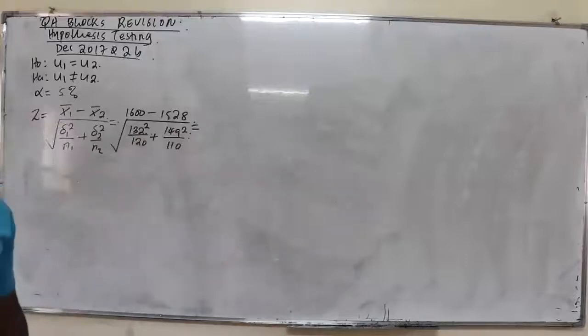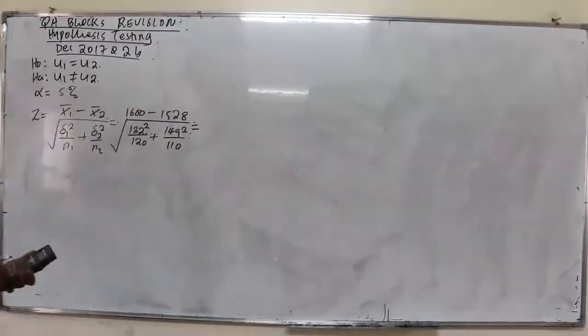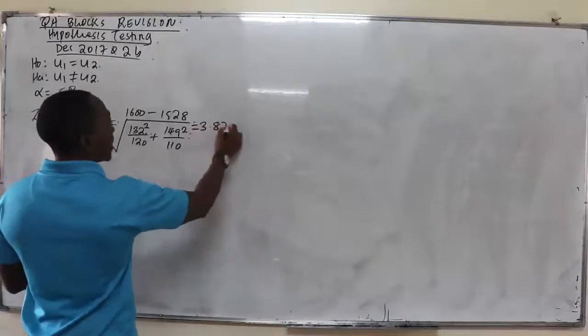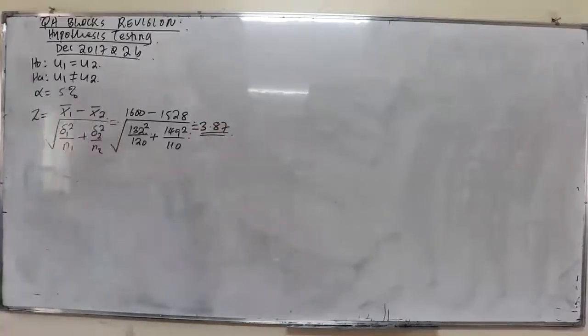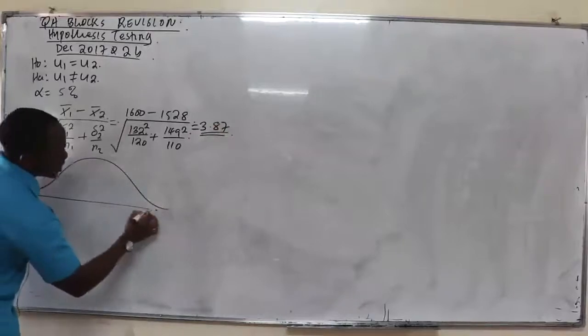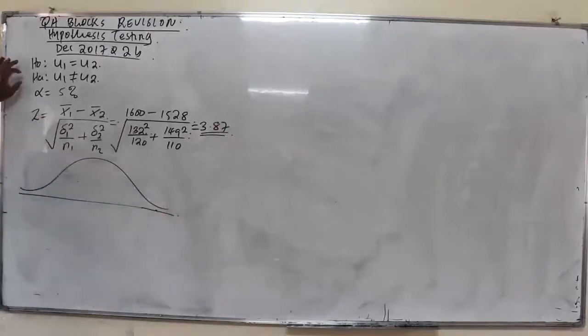And what do you get? You get 3.87. Then that being our Z calculated, we compare it against the Z statistic. We say that since the alternate hypothesis is not equal to, we use a two-tailed test.